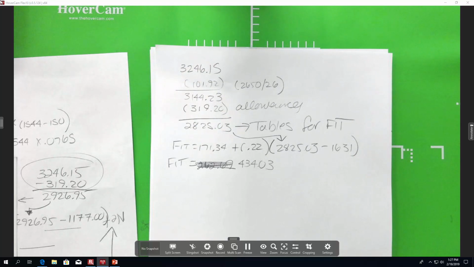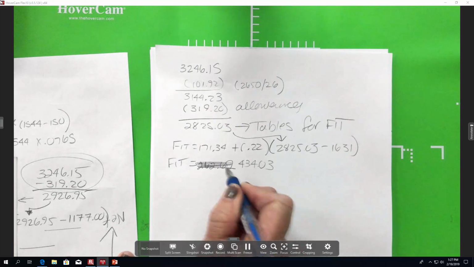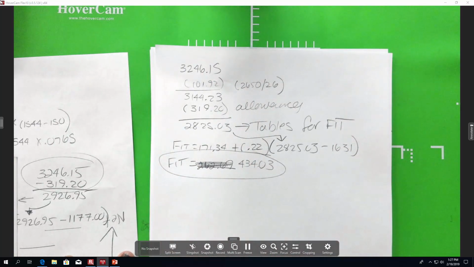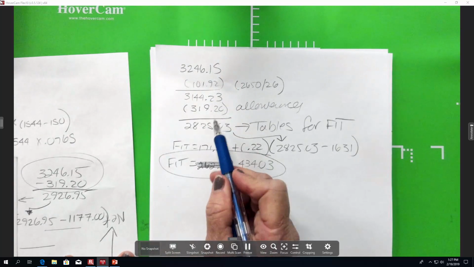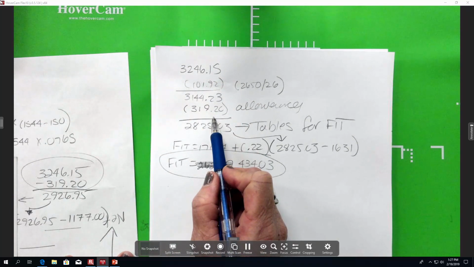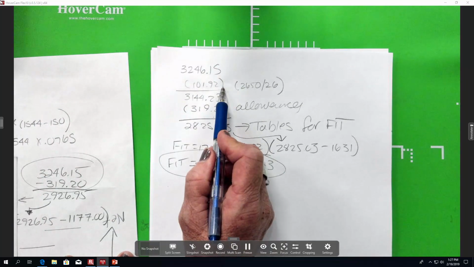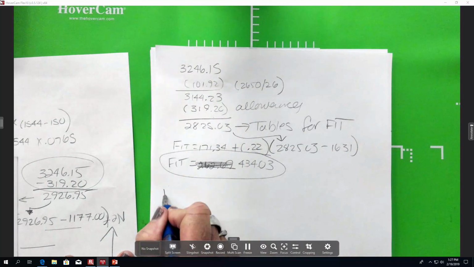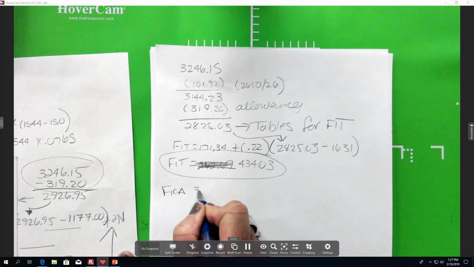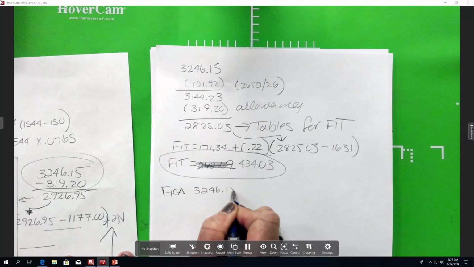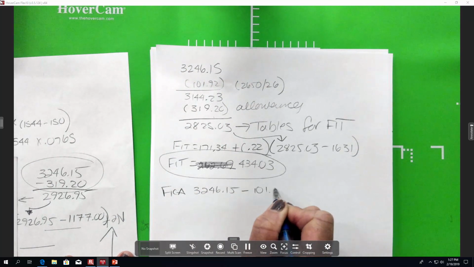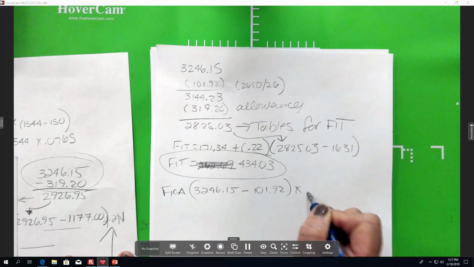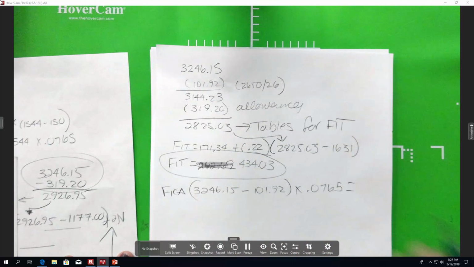What do I calculate the FICA on? So I've got my FIT figured out. Awesome. Do I take this withholding allowances before I calculate FICA? No, that's just for FIT. Do I subtract the flex before I calculate FICA? Sure. So FICA is 3246.15 minus the flex, times, right?